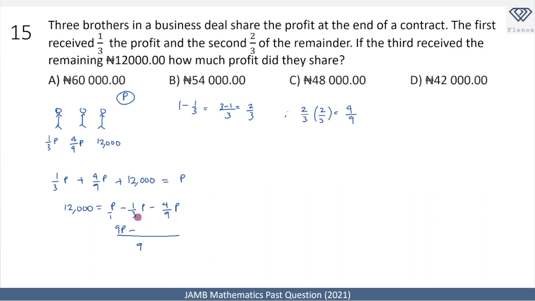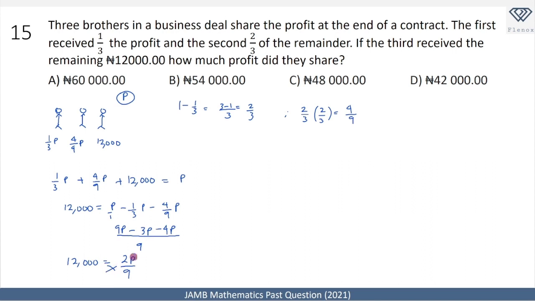minus 9 divided by 3 is 3, 3 times p is 3p, and 9 divided by 9 is 1. 1 times 4 is 4, so we have minus 4p. So that is something like saying 12,000 is equal to, now what is 9p minus 3p minus 4p? That will be 2p over 9.